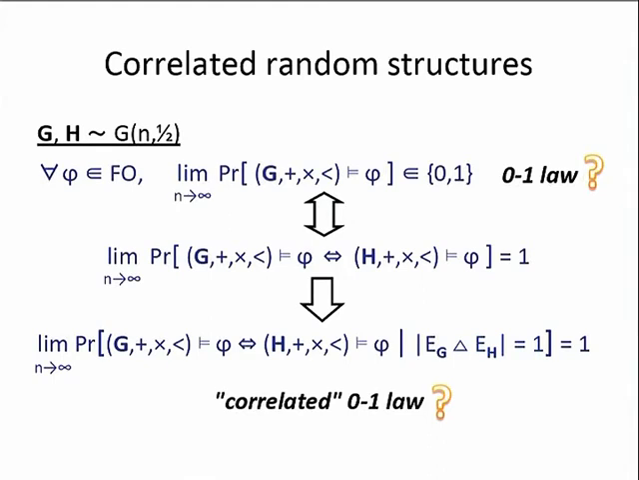Then in the next slide, I'm looking at G and H, but now I'm adding extra relations. So now we can also talk about plus, times, and a linear order on the universe of these random graphs. And I'm making the point that the 0-1 law becomes false. But this weaker correlated 0-1 law continues to hold even if we're allowed to talk about these background relations.